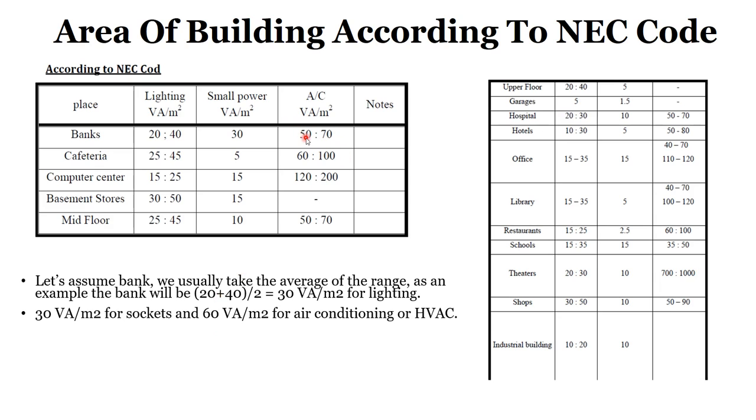So we know now that for lighting, for each volt ampere per meter square, we will select 30, for sockets 30, for air conditioning or HVAC, 60. Okay. Now, what is the next step? We selected our building type of place.